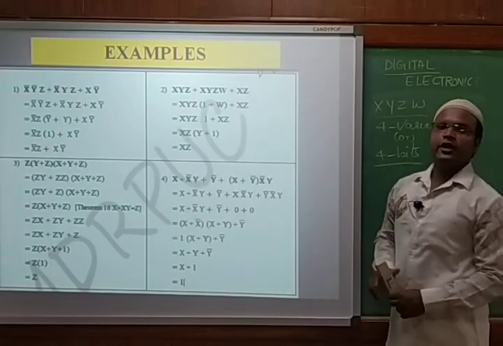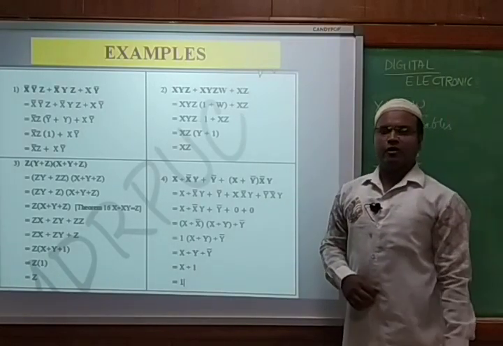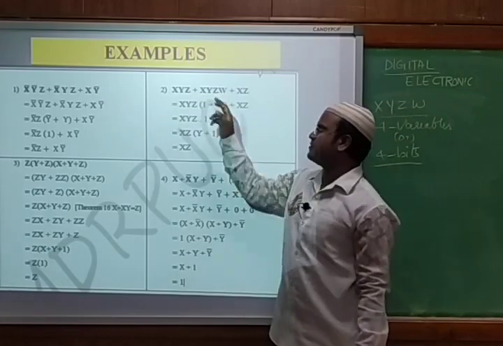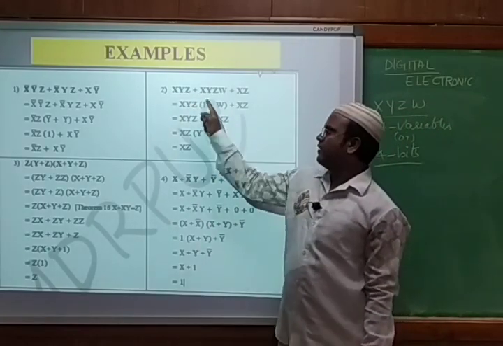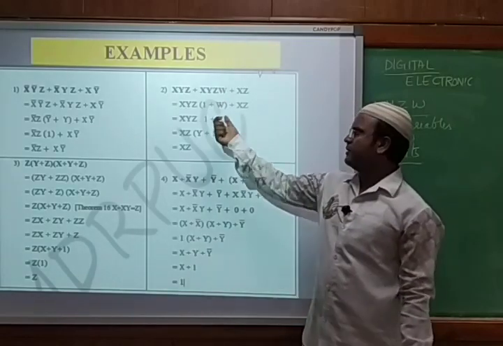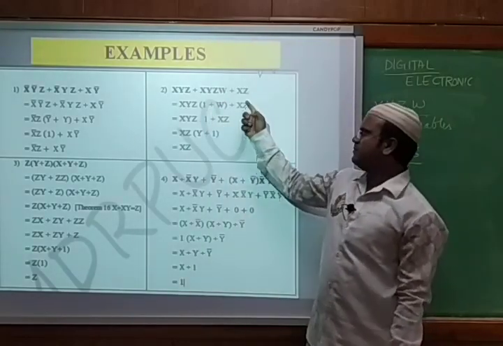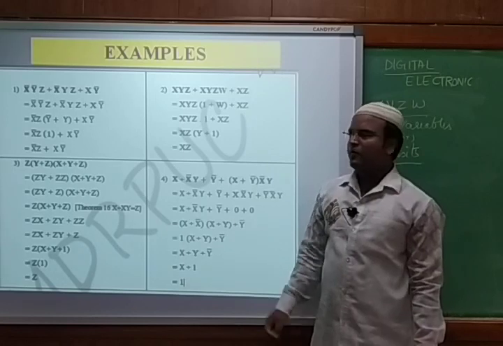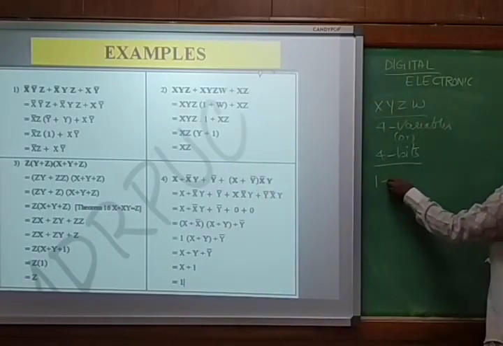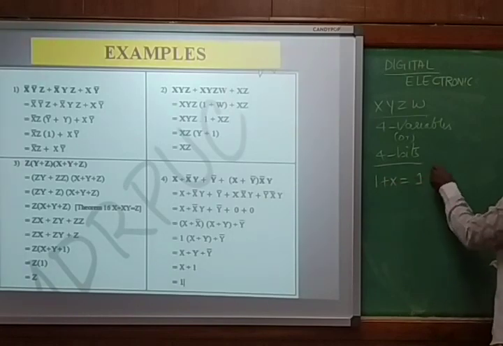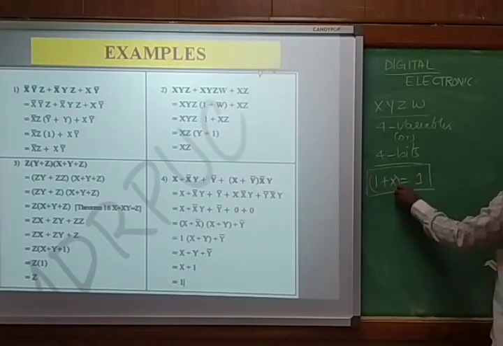Second thing, we need to check whether we can take anything common. So what can we take common? xyz, I can take common. So I took xyz as it is. What is left here? Here 1 is left, here w is left. So I am left with 1 plus w. In the last term, we do have xz as it is. What is 1 plus w? It is nothing but 1.